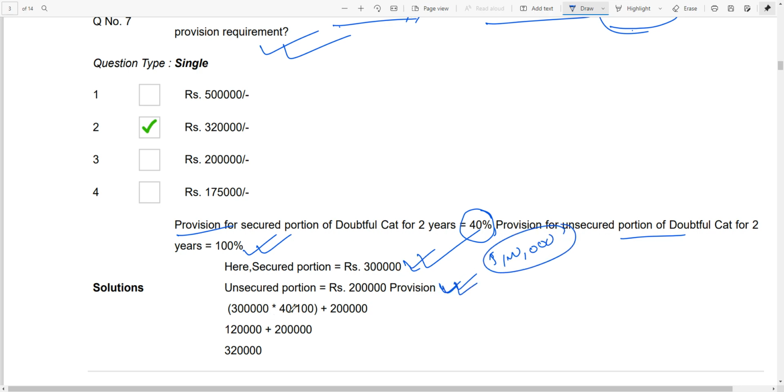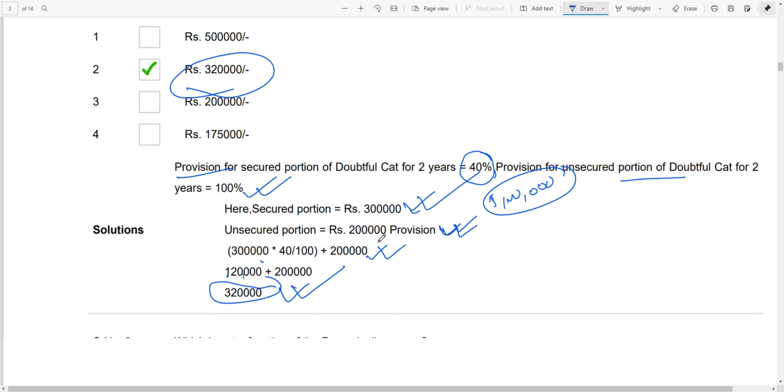So 40% of 3 lakh is 1 lakh 20,000, plus 100% of 2 lakh, because this 2 lakh is the unsecured portion and provision for the unsecured portion is 100%. So total provision will be 3 lakh 20,000. So the correct answer is 3 lakh 20,000. Now moving to the next question.